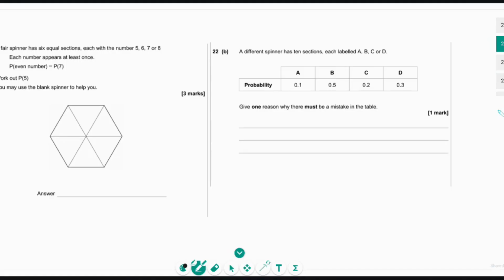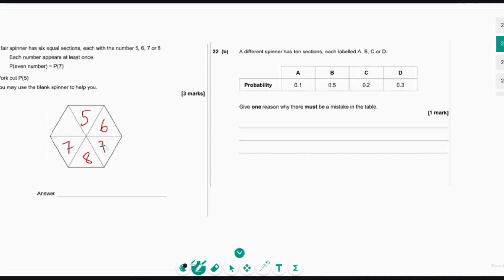The first spinner has 6 equal sections, each with the number 5, 6, 7 or 8. Each number appears at least once. So let me put one in at least once. Probability of an even number is exactly the same as the probability of a 7. Right, well, I've got to have more than 1 7 because I've already got 2 even numbers. So let's put on another 7 here.